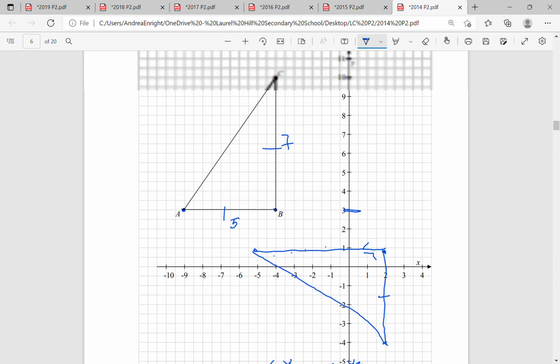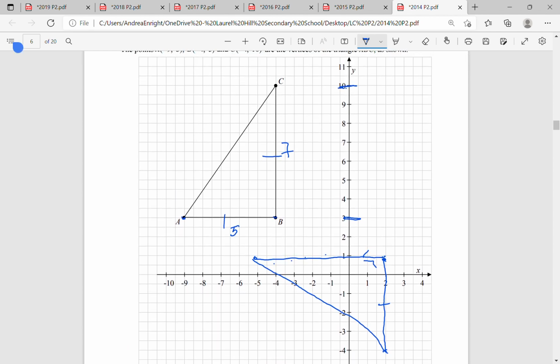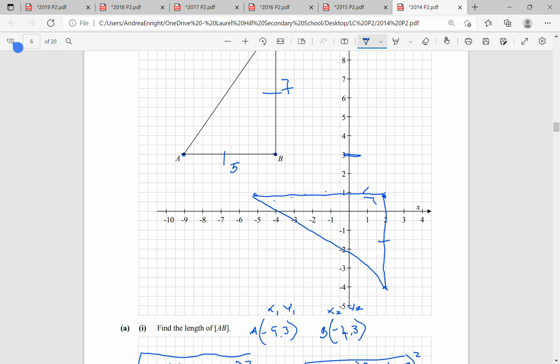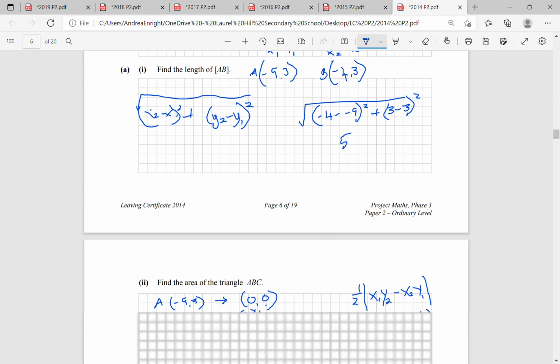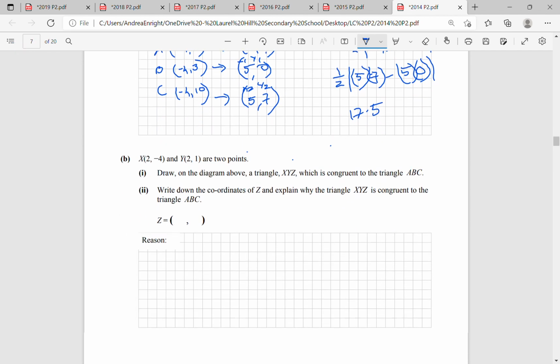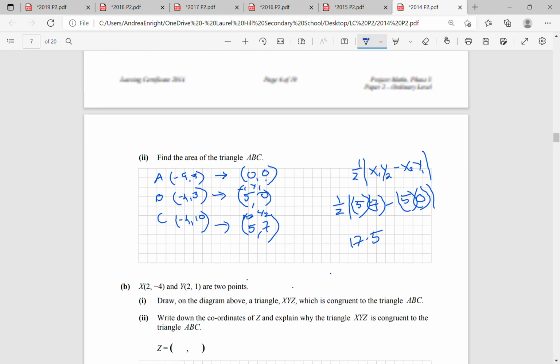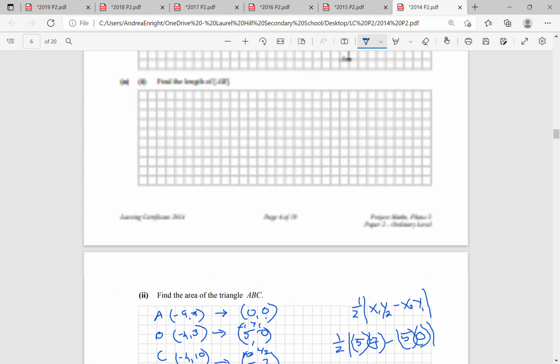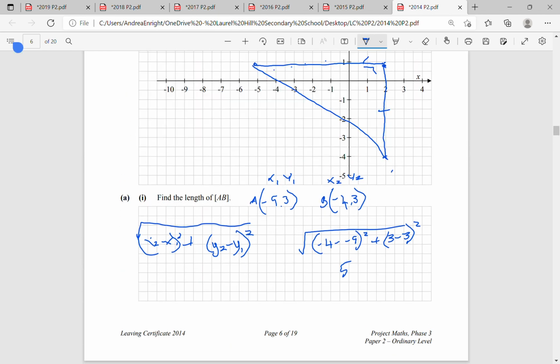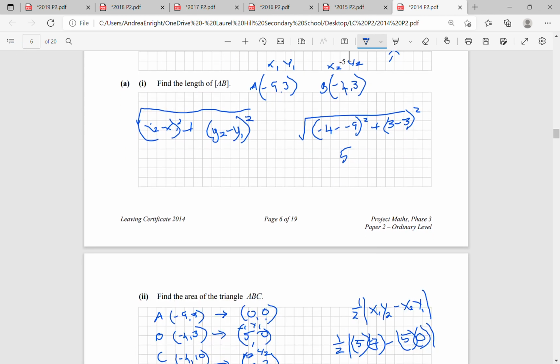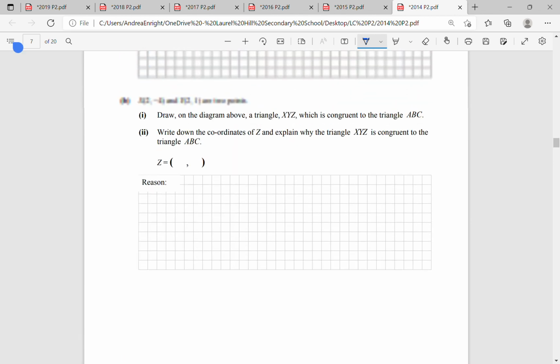Looks a bit off. No, that's it. Now write down the coordinates of z. This was x, y, and I figured out z is over here at -5, 1. So z is at -5, 1.